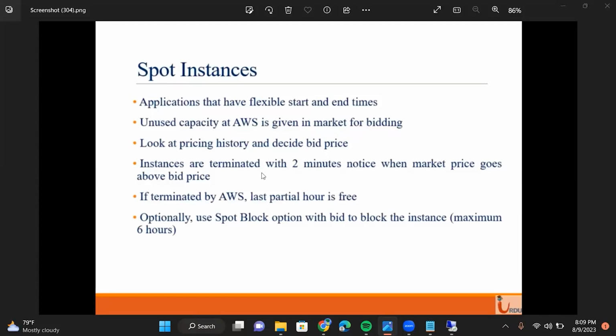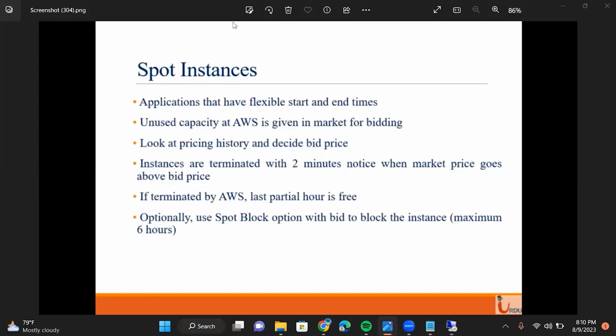Instances are terminated with a 2-minute notice when the market price goes above the bid price. If terminated by AWS, the last partial hour is free. If AWS is terminating your service, then the last hour is on AWS. You will not get charged. Optionally, use the spot block option with the bid to block the instance, maximum 6 hours. Okay, this is all understandable.